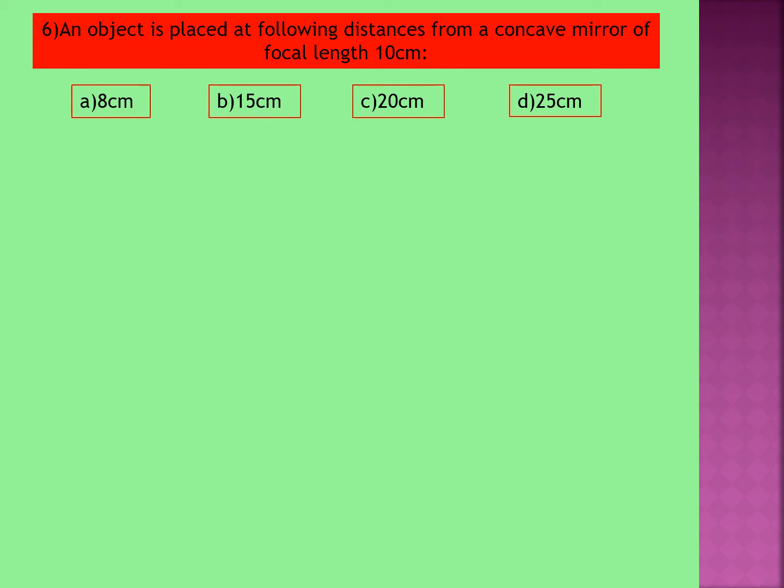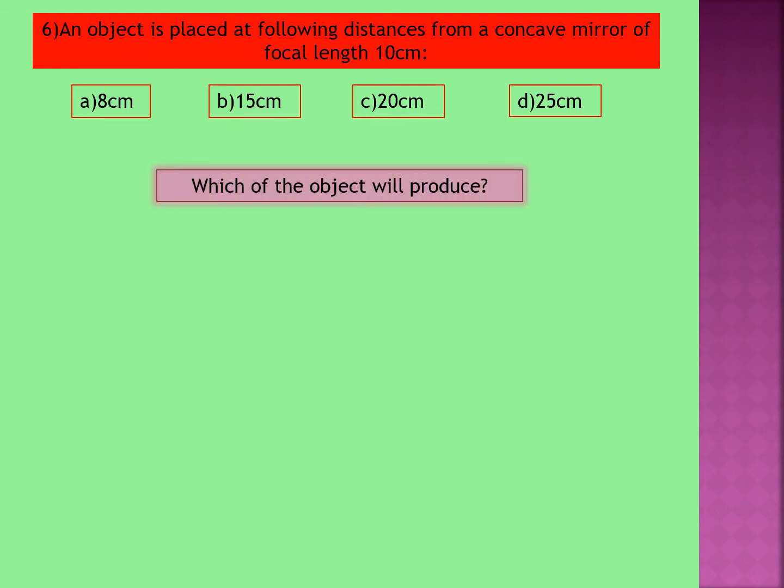Moving to the next question. Question number 6 says that an object is placed at the following distances from a concave mirror of focal length 10 cm. So certain distances are given, and the focal length of the concave mirror is 10 cm. Let us see what the distances are first. 8 centimeter, we are placing the object once at 8, then at 15, then at 20, then at 25.